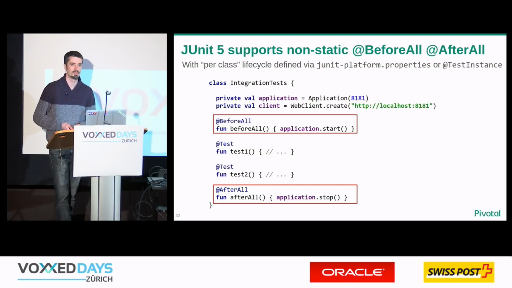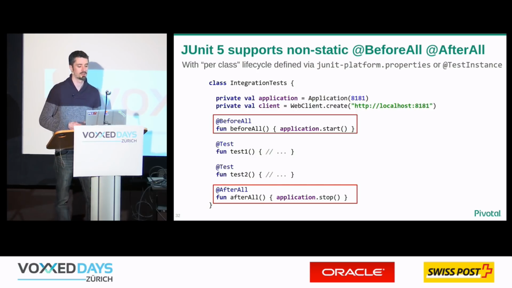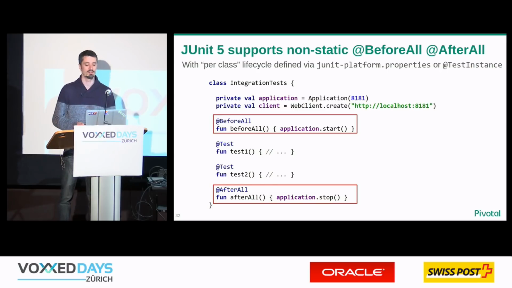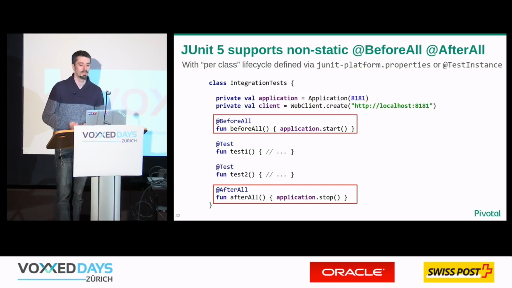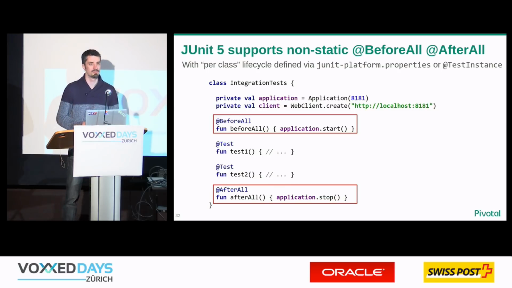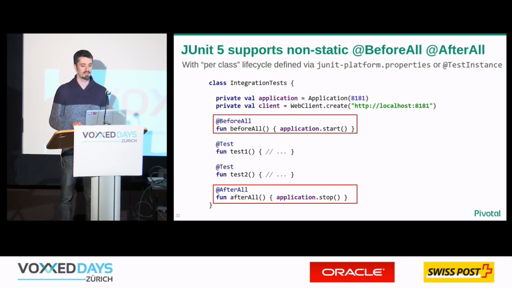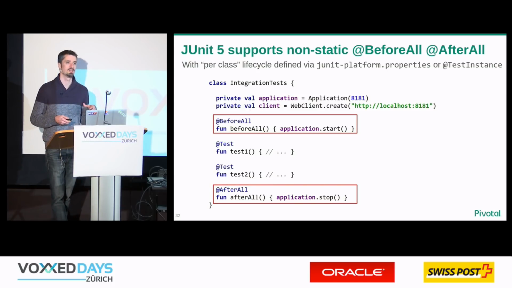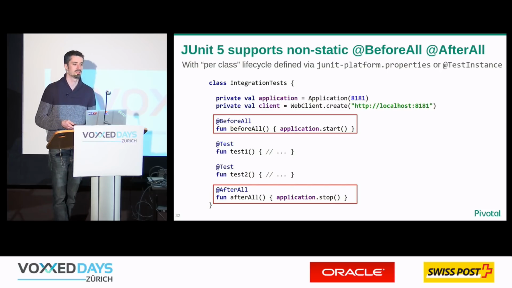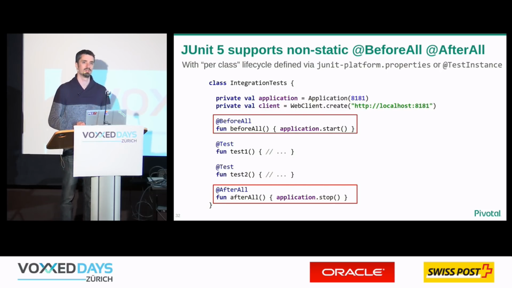You will have more information in the reference documentation, but what is interesting with JUnit 5 is that it supports non-static before all, after all. That's the same as before class, after class from JUnit 4. And JUnit 4 only supports static methods for that, and that's not a very good fit with Kotlin, because Kotlin doesn't have direct static method support. It has companion objects, which are kind of the same thing, but the syntax is more verbose, and that's not super idiomatic.